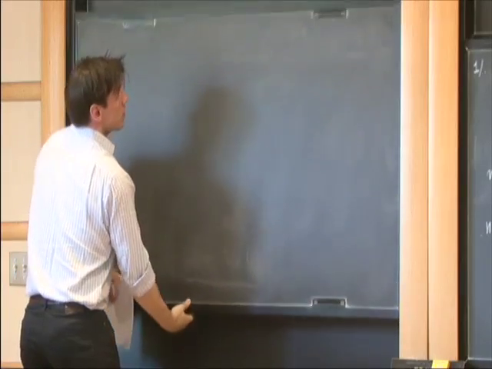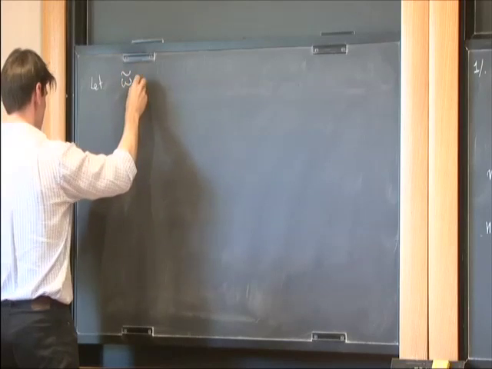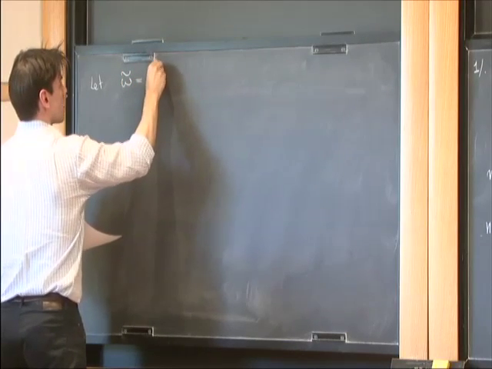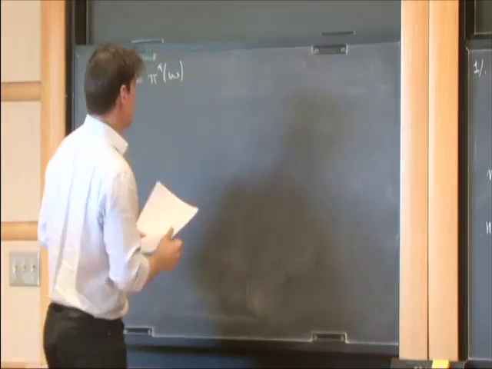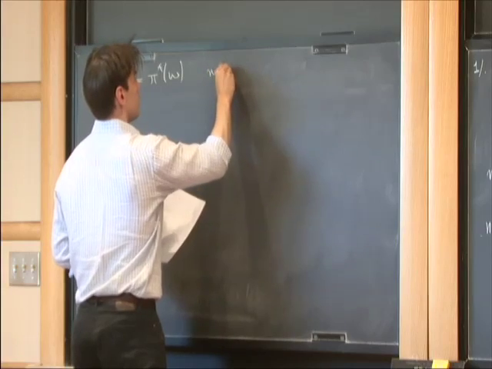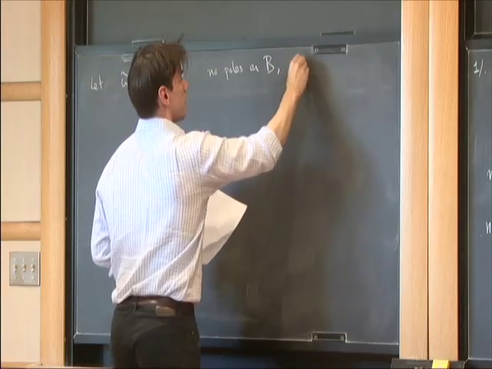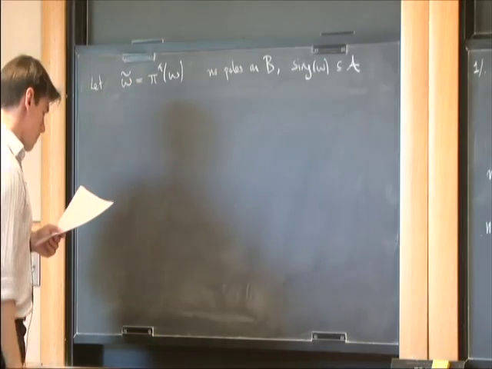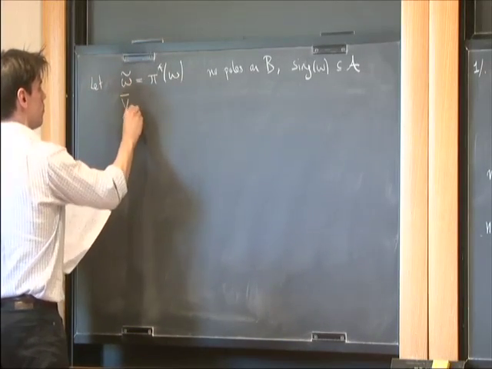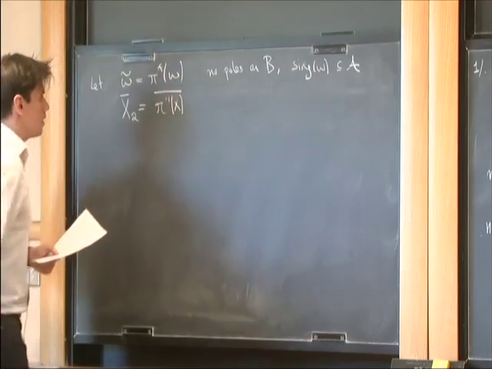So now what you want to do is pull back the integral up to M0,5 bar. So let omega tilde be the pullback of this form to M0,5 bar. A priori, it's defined on some open subset, but it turns out that it acquires no poles on B, and its singularities are entirely contained in the red A divisors. And let X2 bar be the closure of the inverse image of X.